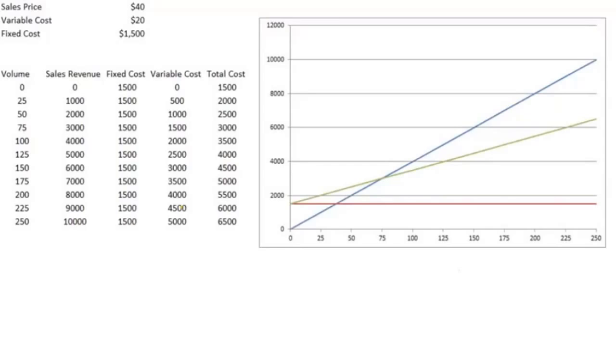Alright, in this video we're going to look at a CVP graph, or a cost volume profit graph, and this graph is going to allow us to analyze our profitability or loss at different levels of sales volume. We're going to use the same example that we've been using in the last few videos, where we are selling the photographs of our friend in an art festival.